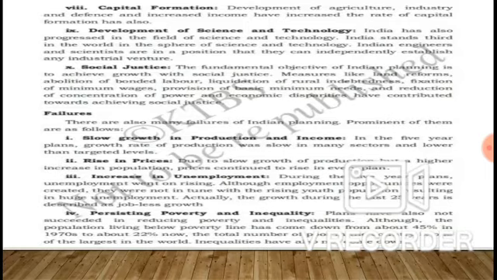Which are the failures and how many failures are there? Yes, there were 7 failures. Okay, let us know one by one. Where the benefits are there, there were even problems also.